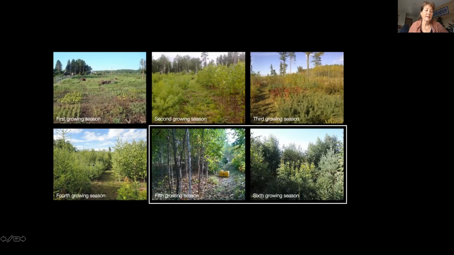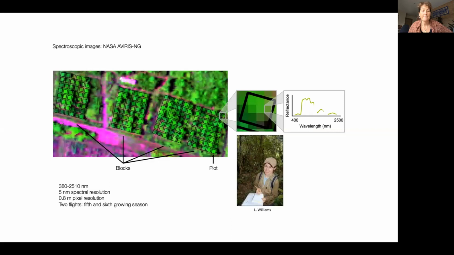And this is what the experiment looks like over time. And the analyses from Laura's paper that has just come out are from the 5th and 6th growing season. So this is a visual representation of the airborne imagery from that experiment, and the imagery, the pixels were about 1 meter or 0.8 meter pixel resolution. And the spectra looked something like this. Here's Laura.